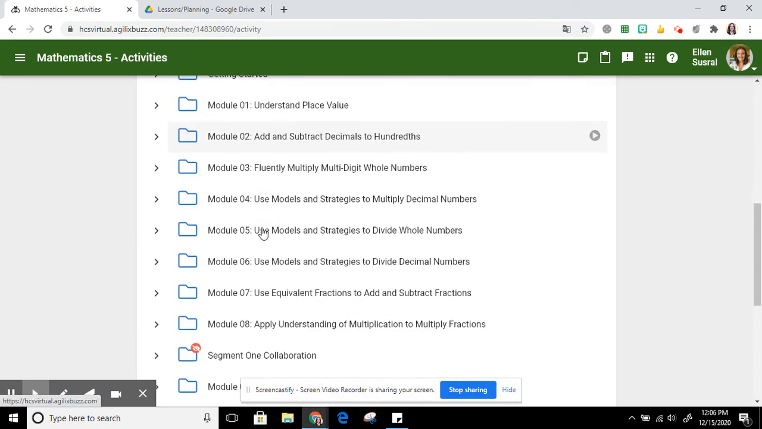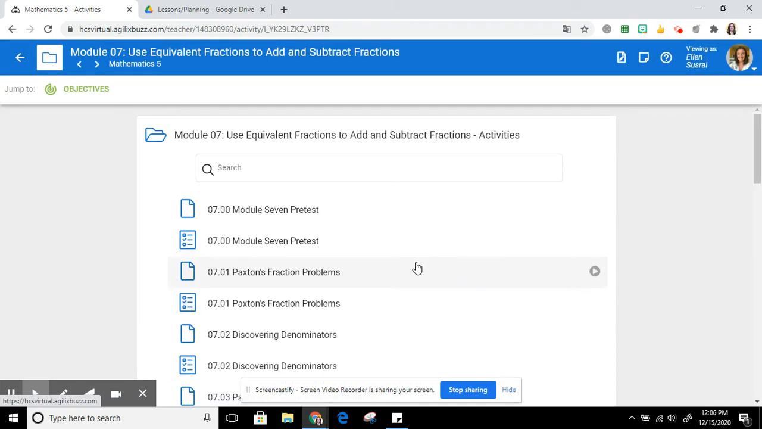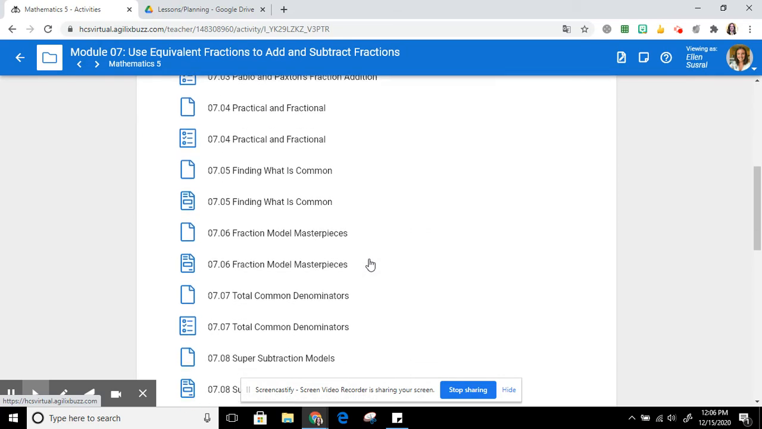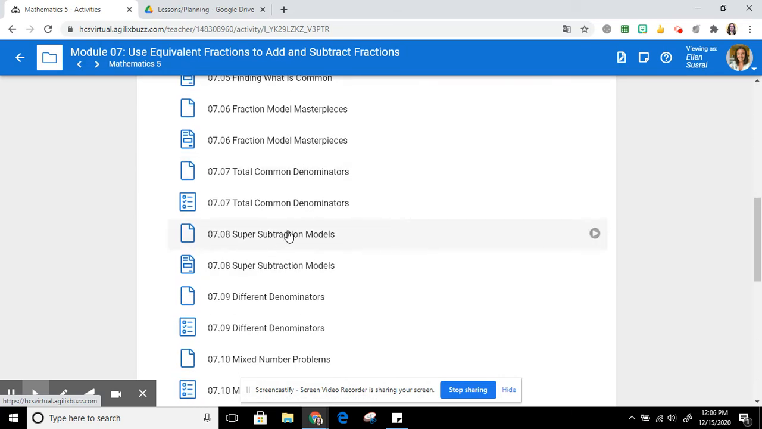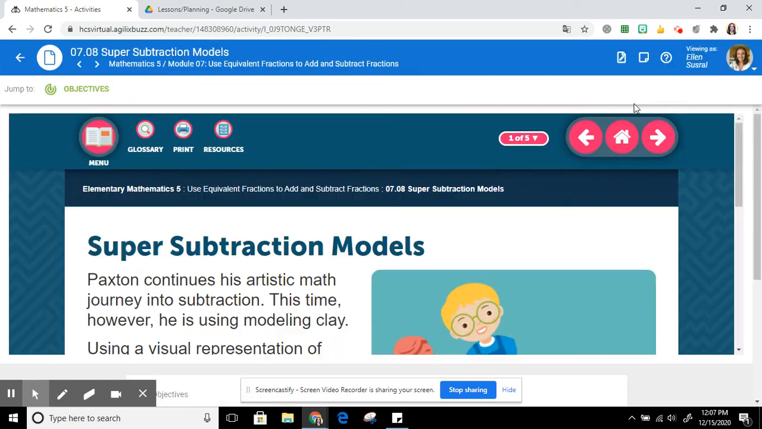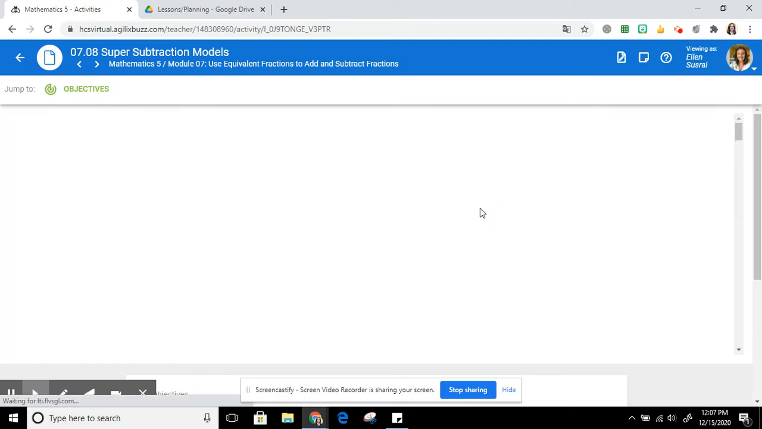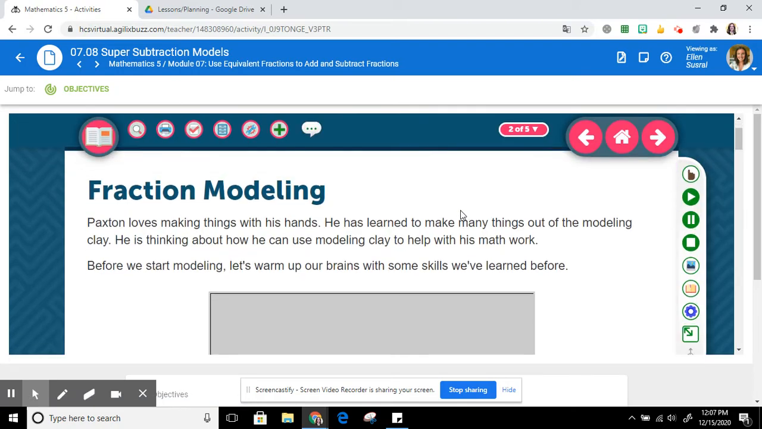We're looking for Module 7, Use Equivalent Fractions to Add and Subtract Fractions. And we're looking at 7.08, Super Subtraction Models. Okay, this is a 5-page lesson, so make sure you go through all 5 pages. I'm going to show you on page 2. So what we're going to be doing, boys and girls, is using fraction models to subtract mixed numbers.